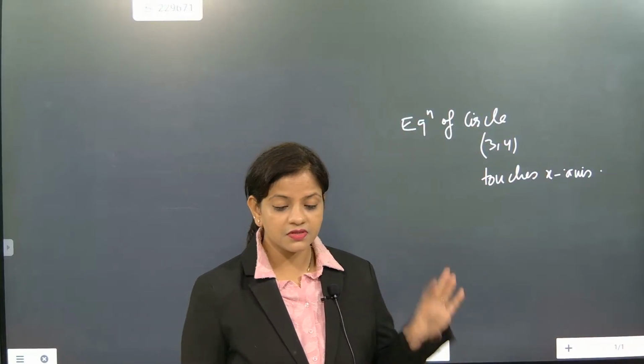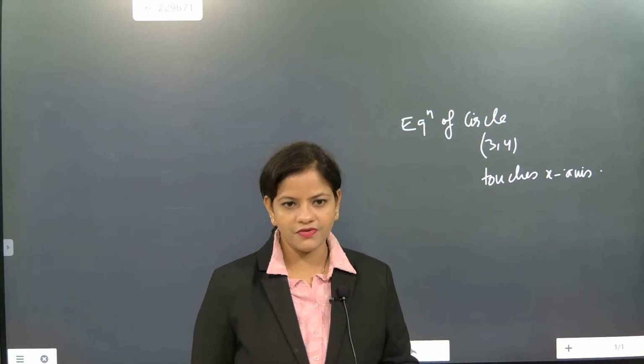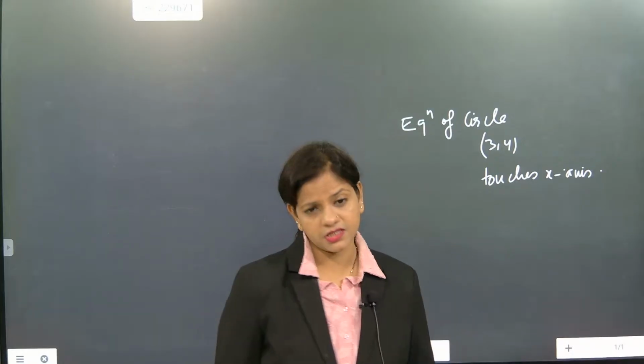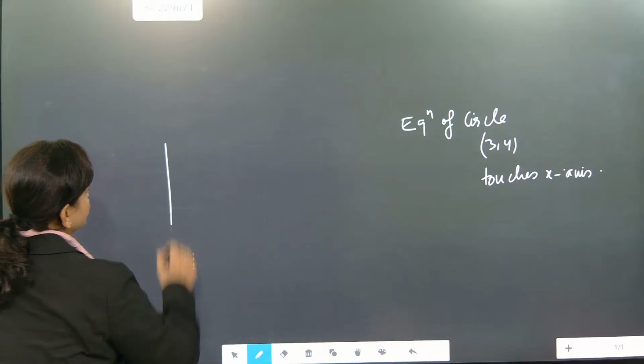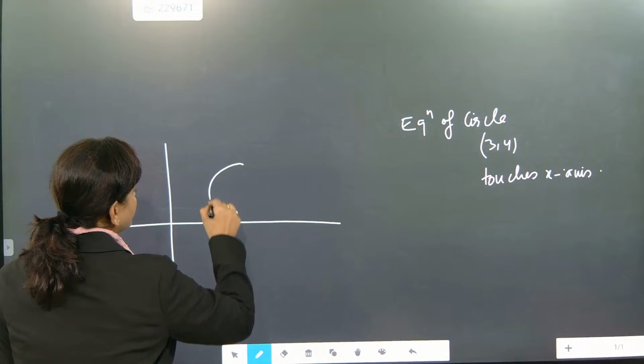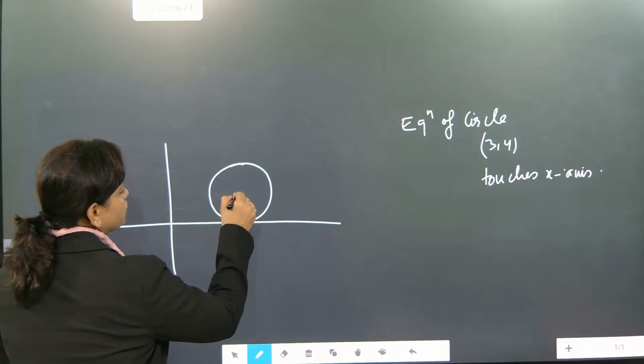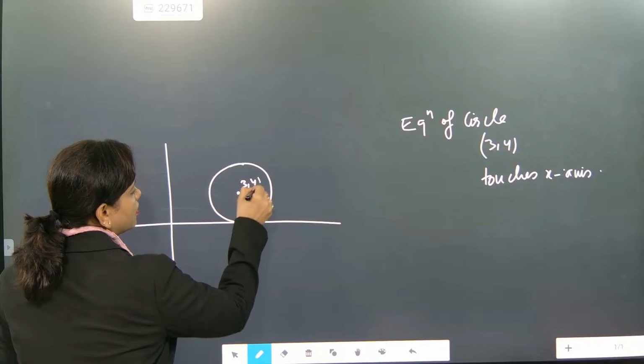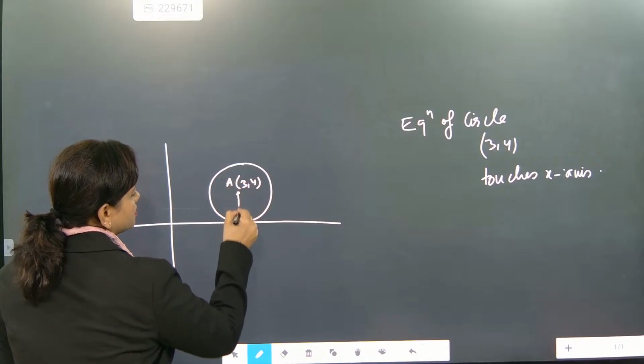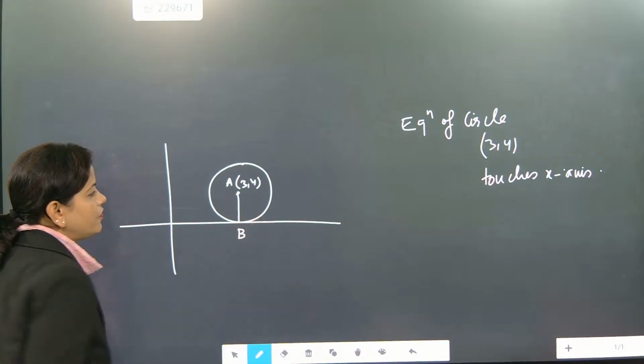Is this information enough for solving the equation? The answer is yes. So how are we going to solve it? Let's check this out. Look here, this is the circle touching the x-axis. The center is given as (3, 4), both positive. Start solving it, I hope you will get the answer.